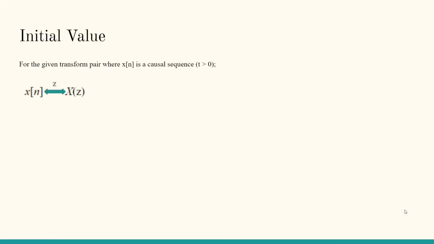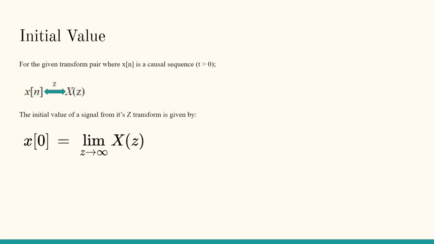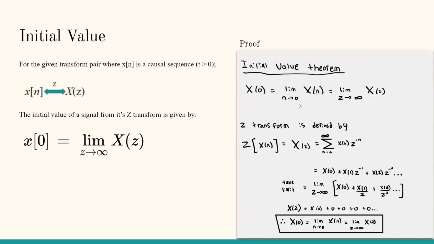Our initial value theorem states that for causal signals only, this holds valid, and we can find the initial value of our signal if we take the limit as z approaches infinity of our z transform. And through the proof, when we express our z transform as a series of powers and take the limit as z approaches infinity, every other term approaches 0 except for our actual initial value.